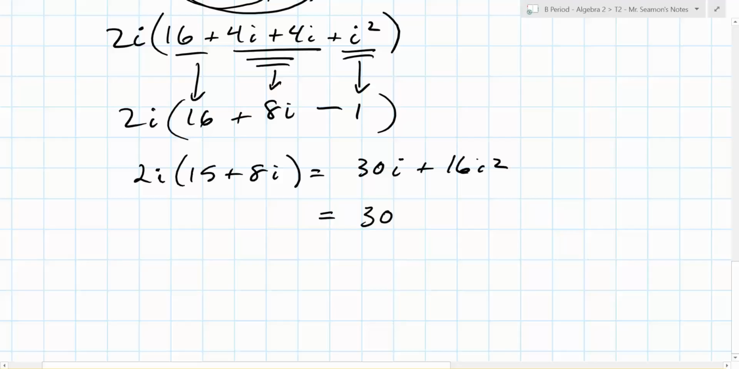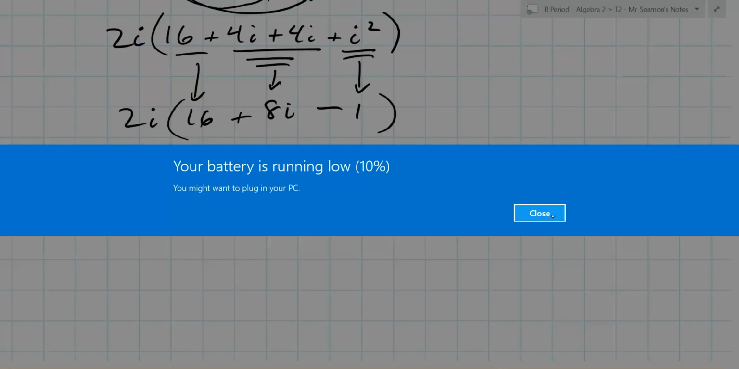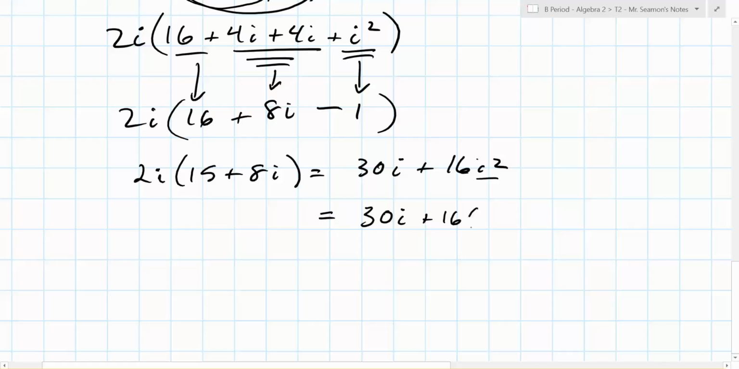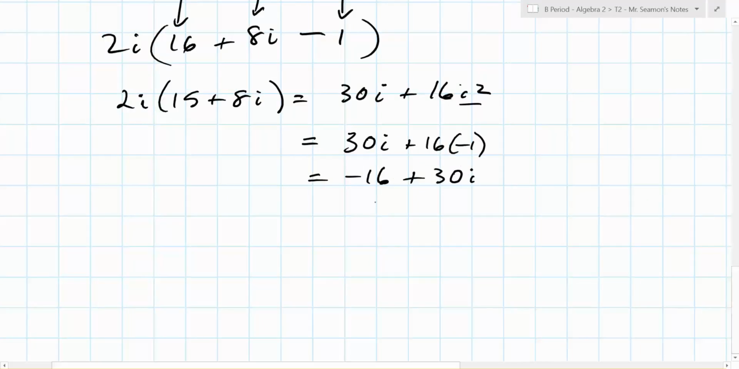Well, I was thinking of 16 minus 1. But it's times, so it's plus 16 times negative 1. So what do you end up with? Negative 16 plus 30i. What's the order that I like to put these in? I like to put it into a plus bi form. So what goes second? The imaginary part goes second.